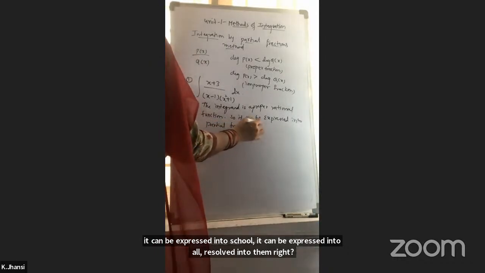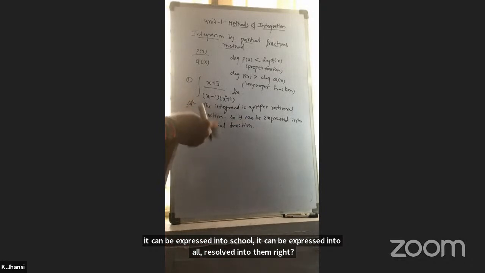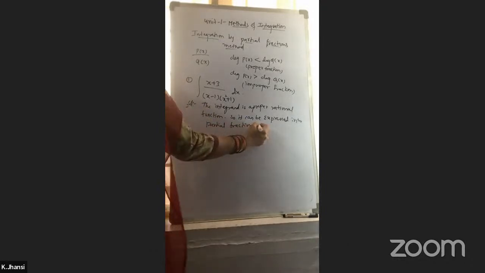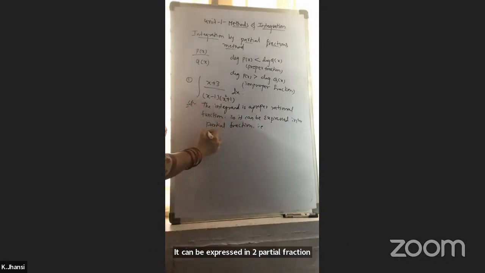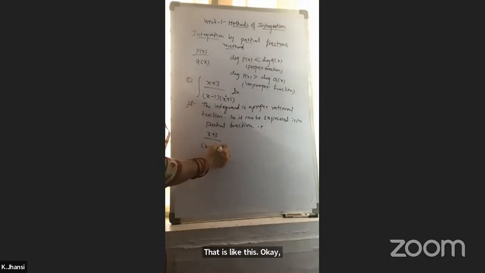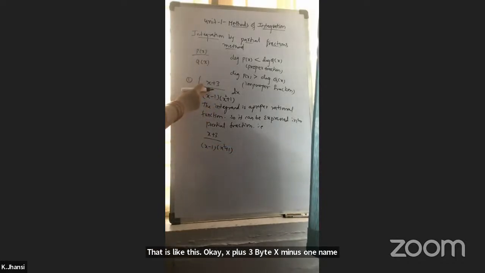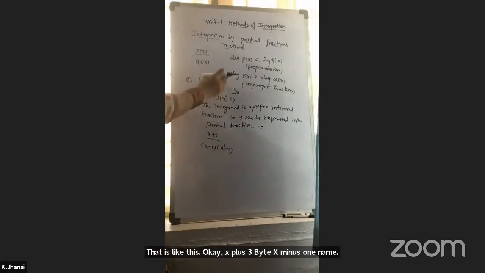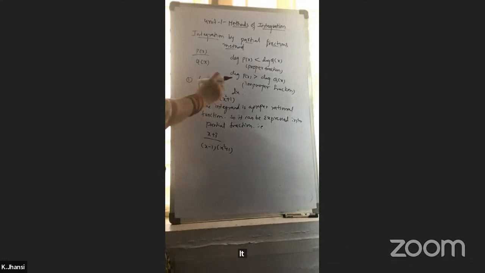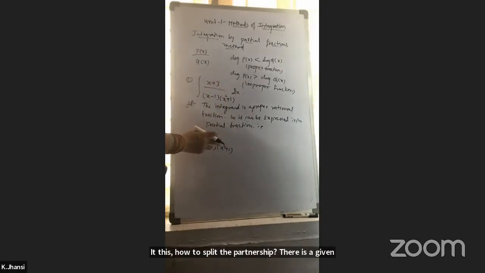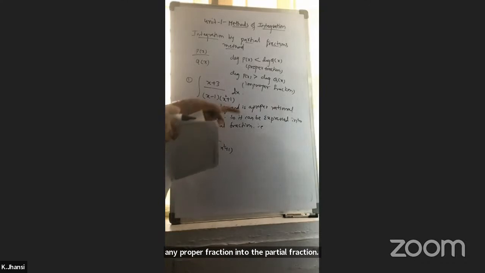So it can be expressed as a partial fraction like this: (x plus 3) by (x minus 3) into (x square plus 1). This is how to split any given proper fraction into partial fractions. You have a table for this. At the time of the introduction, I told you about that.